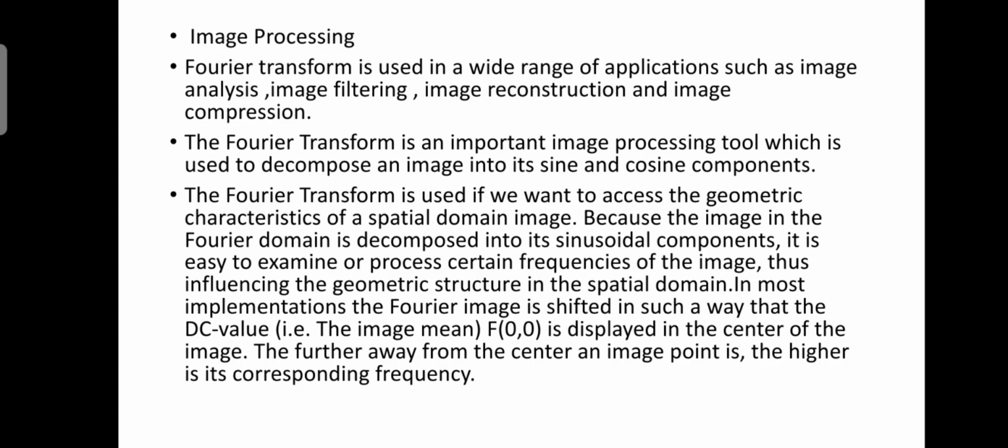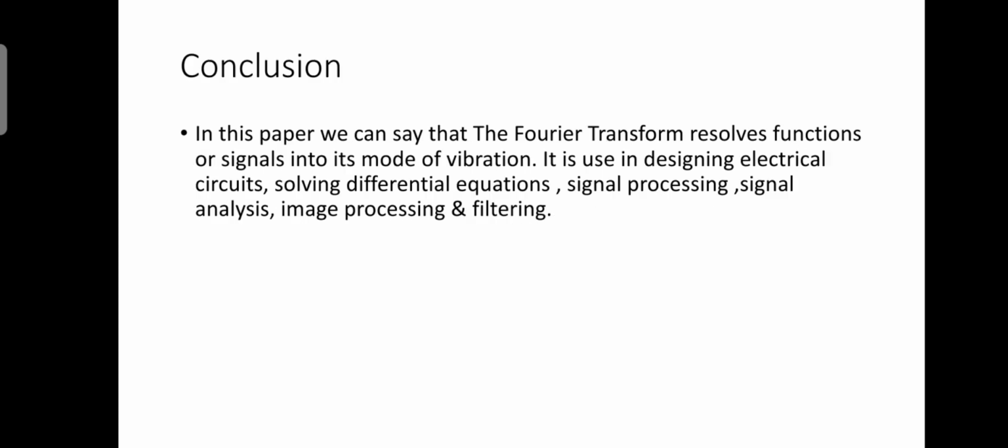In most implementations, the Fourier image is shifted in such a way that the DC value, the image mean, F(0,0), is displayed in the center of the image. The further away from the center an image point is, the higher its corresponding frequency.